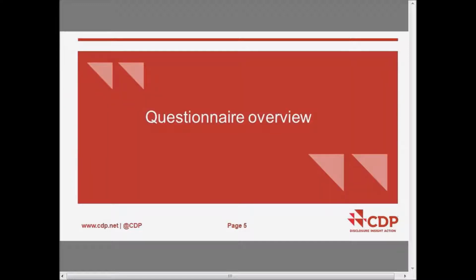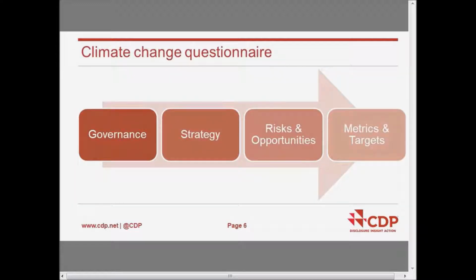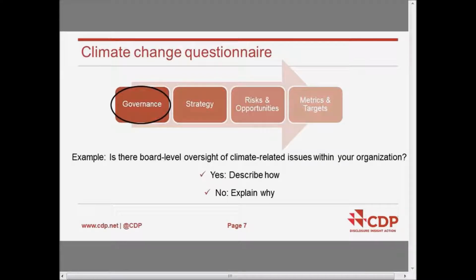I'll now provide a brief overview of each questionnaire, starting with climate change. The Climate Change Questionnaire is 14 modules in total, which comprise both quantitative and qualitative information. We'll just take a look at some of the core components, including governance, strategy, risks and opportunities, and the more quantitative metrics and targets. To get a sense of how these questions are framed, take this example in the governance module, which asks whether there is board-level oversight of climate-related issues within your organization.